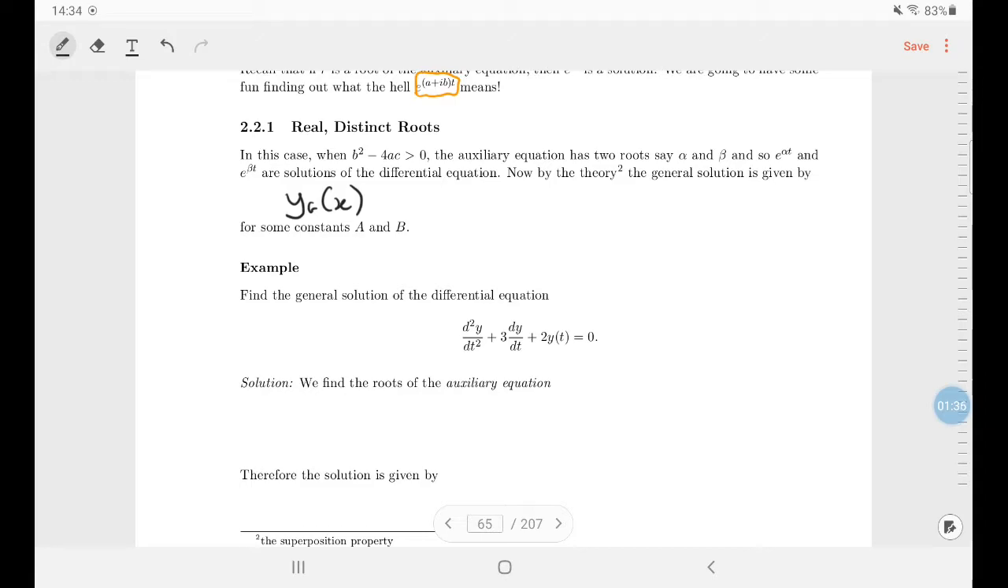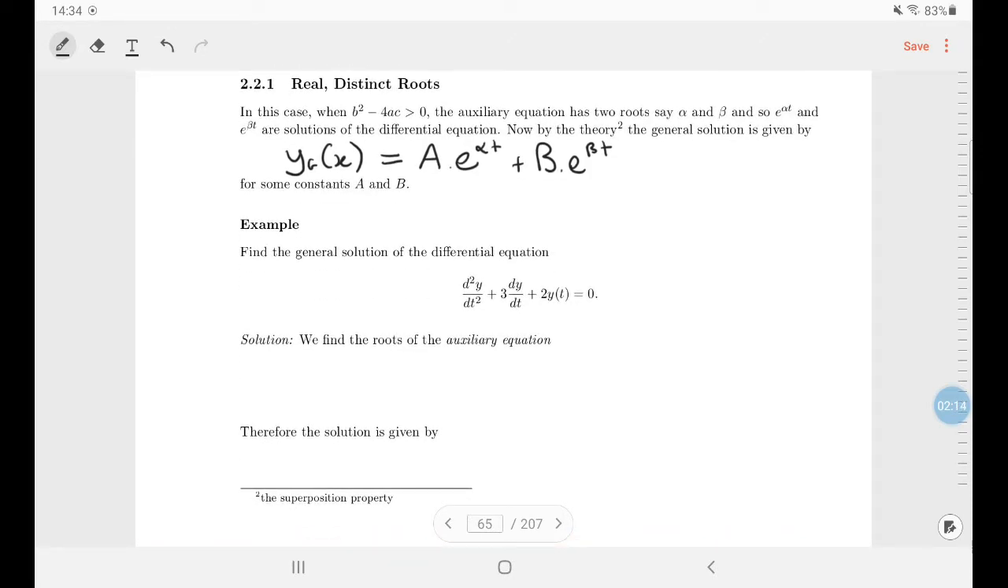So say the roots are alpha and beta, so e to the alpha t and e to the beta t are solutions. Now you can get more solutions by multiplying solutions by constants. So if e to the alpha t is a solution, a constant times e to the alpha t is a solution. And you can also get more solutions by adding them together. So e to the beta t is a solution, multiply that by a constant b. And it turns out that this is the general solution. This is all the possible solutions of the differential equation.